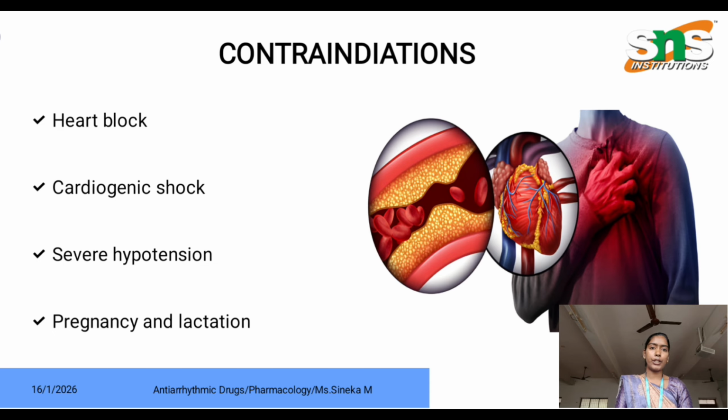Next is contraindication. We should not give antiarrhythmic drugs in heart block and cardiogenic shock, because it will lead to severe conditions. The third one is severe hypotension, because class 2 beta blockers will reduce the blood pressure also. So for a hypotensive patient, we will not provide these kind of drugs. It will lead to severe hypotension. The fourth one is pregnancy and lactation. It will affect both the mother and fetus.